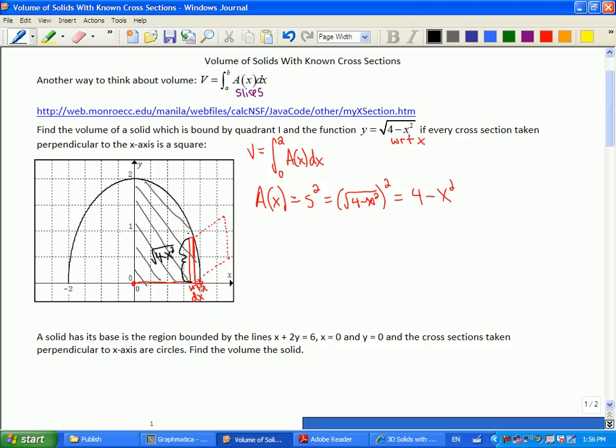Just a second there, Leo. This side of the square that's coming out of the page would also be root 4 minus x squared, because we know it's a square. They have the same length all around. So multiply them together, I get the area function. This is what I'd be using to find my volume. It's the integral from 0 to 2 of 4 minus x squared dx. So that'll be 4x minus x cubed over 3 from 0 to 2.